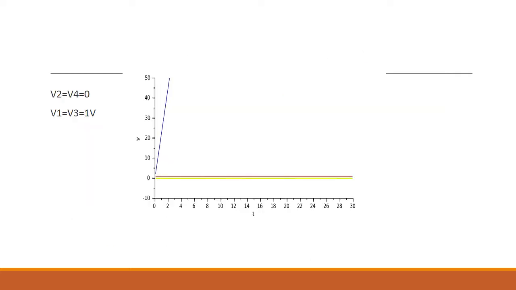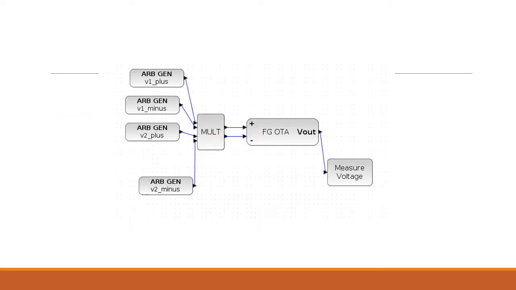To further validate our simulation, we have used different inputs. Here we've taken constant inputs of 1 volt for V1 and V3, and V2 and V4 we take as 0. So here again, the integration of a constant gives us a ramp. This again shows that the simulation of a Gilbert multiplier is correct.